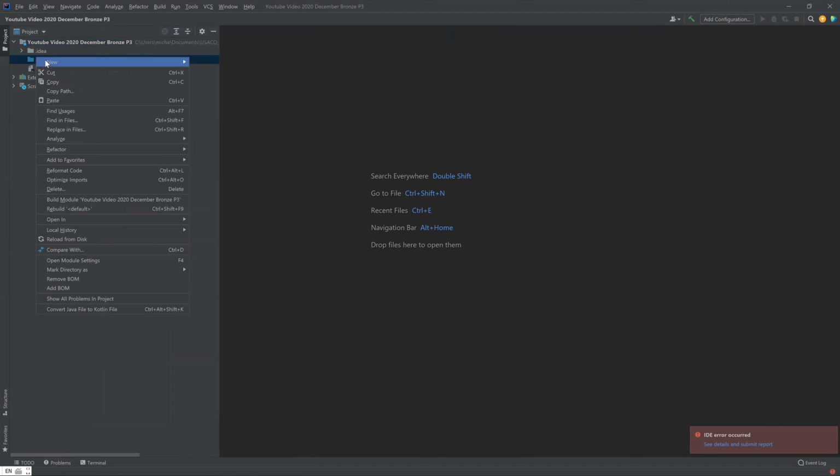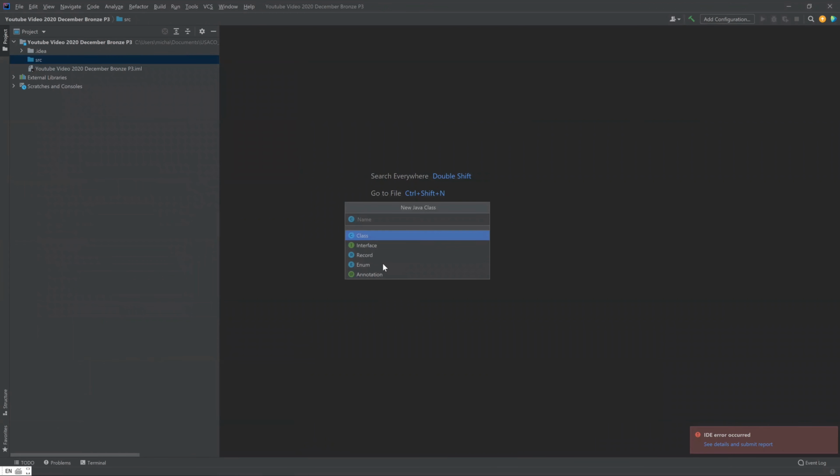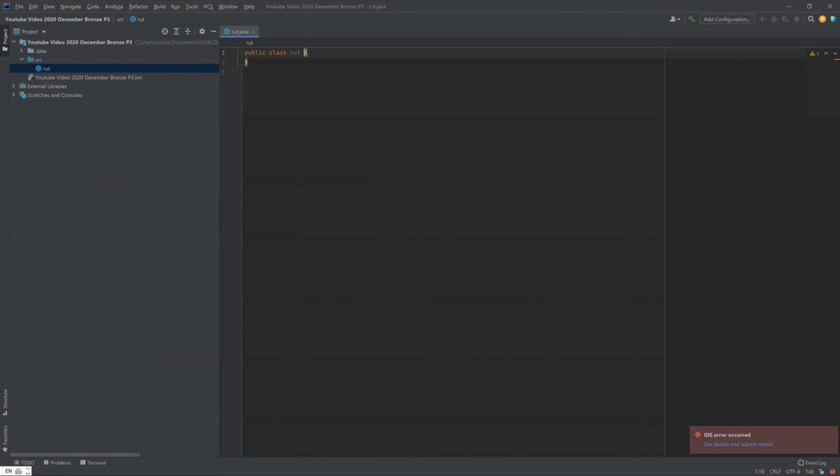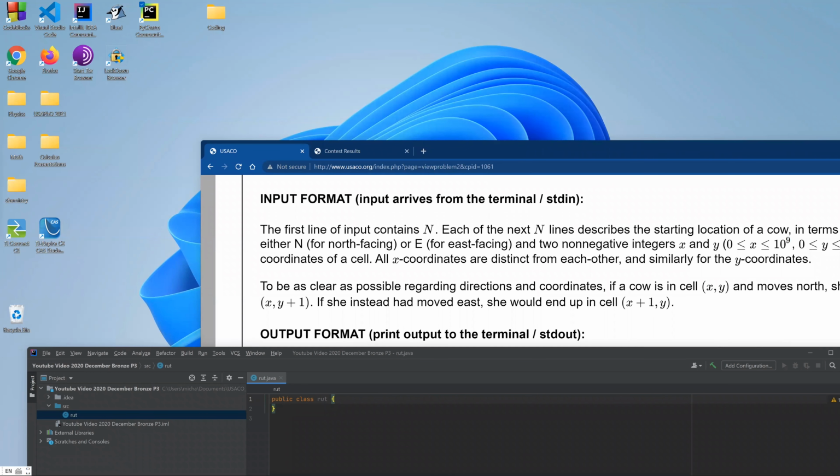All right. Source, new Java class, and I just call it something random. All right. So here's the problem, and I will be using that idea. I'm pretty sure at this point you're probably going to skip forward.